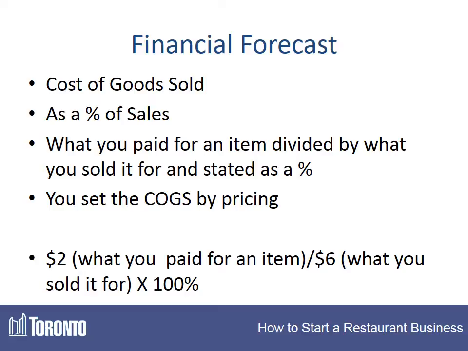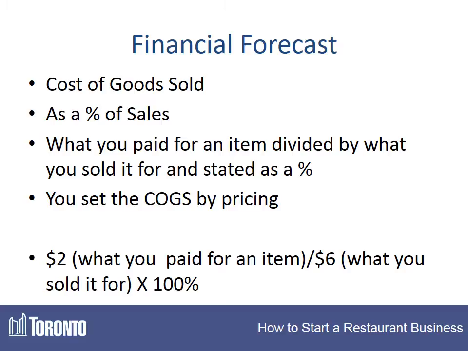The best way to define cost of goods sold is by taking something and figuring out what you paid for it, and then figuring out what you sold it for, and then dividing one into the other and taking it as a percent. So if you paid $2 for an item that you sell for $6, that is 1/3 of 100%, or 33%. That could be your target for food costs. So every item that you cost out, whether it be a burger or a salad or a dessert or a beverage, you multiply the cost times 3 to ensure that your costs are at 33%.